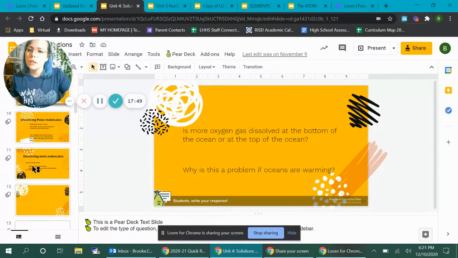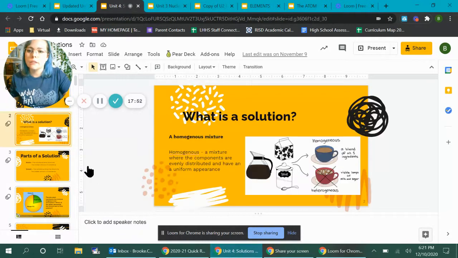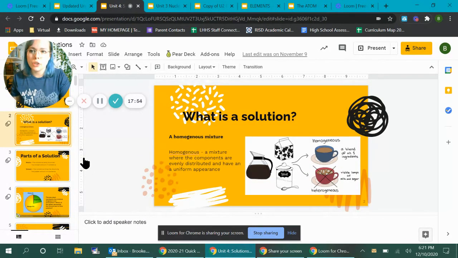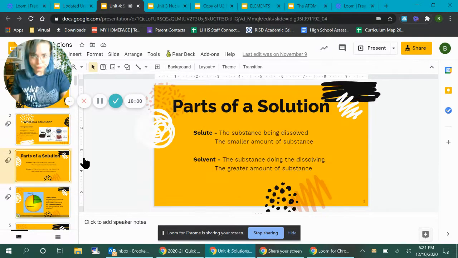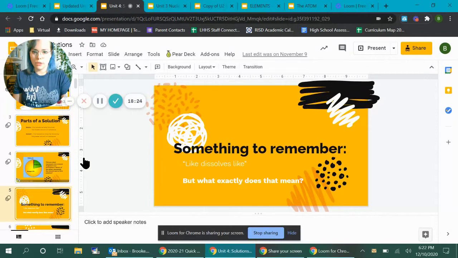Okay, moving on to Unit 4. We're almost done. We're seeing the end. What is a solution? A homogeneous mixture. Remember, homo means same. So it's a mixture that looks the same. Solute. A lot of people are getting solute and solvent mixed up. Solute is what is being dissolved. It is the smaller part of the solution. Solvent is what does the dissolving. It's usually water or a liquid, and it's going to be the majority of our solution. And that's kind of the pie chart for that.